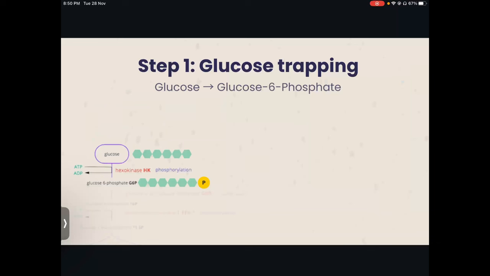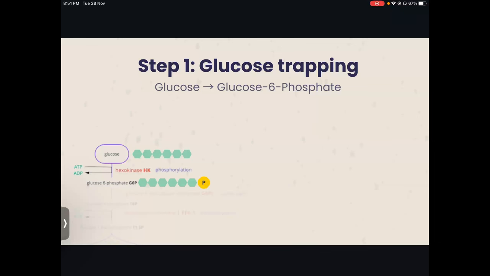The glucose has entered the cell. Now what? Okay, so the first step of glycolysis is the trapping of glucose. You don't want to lose that glucose. If it just entered through the GLUT transporter, it can just leave again through the GLUT transporter. There's nothing stopping it except the first step of glycolysis. So glucose will be phosphorylated into glucose 6 phosphate.